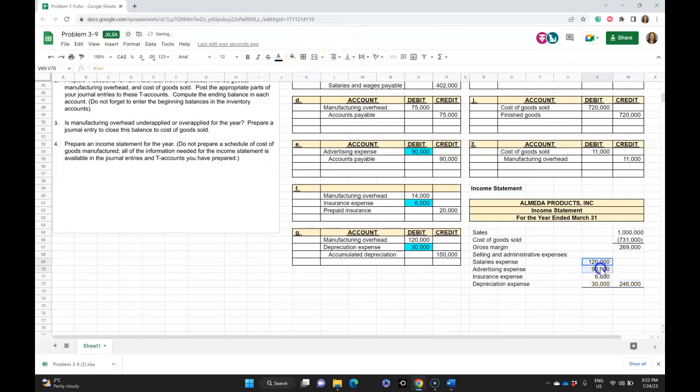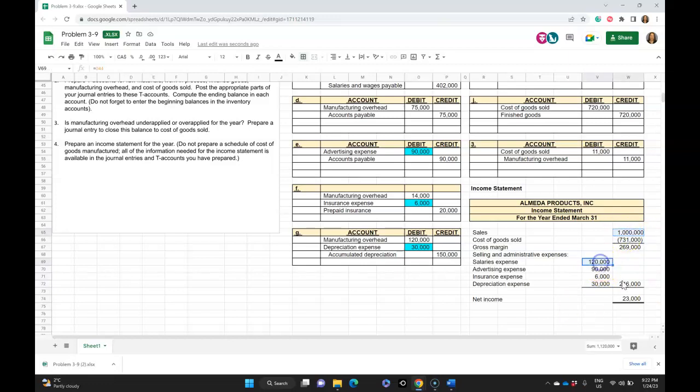So all I did is I added those together. And now what I can do, I'm going to call this net income, but you could also call it earnings after tax, or you can call it operating profit. I'm going to take the 269, and then I'm going to subtract my 246, and then that gives me 23,000. So that's my net income. So that is basically the profit that you have left in the company after you make the product, and then after you pay for all of your other expenses at the store level.